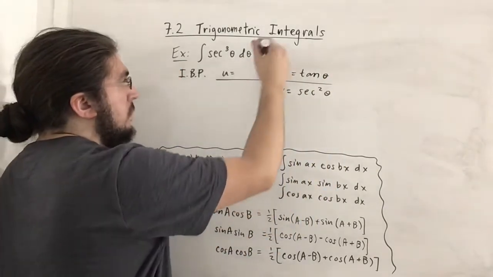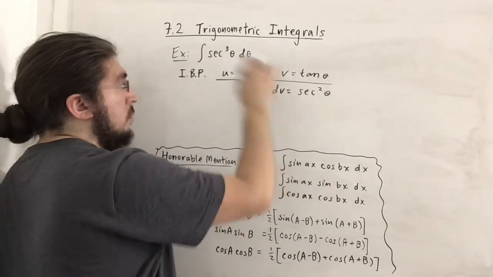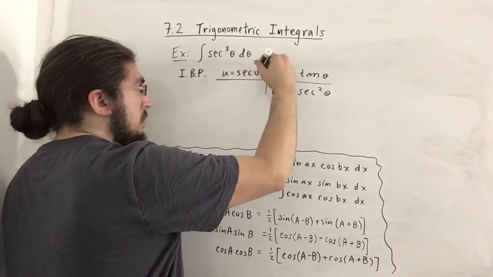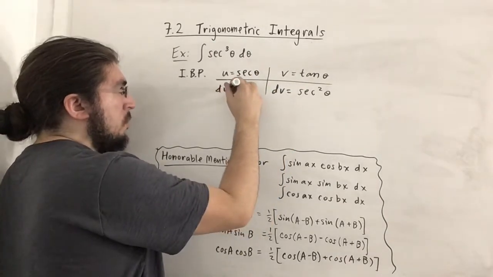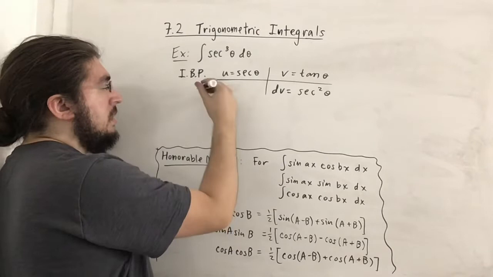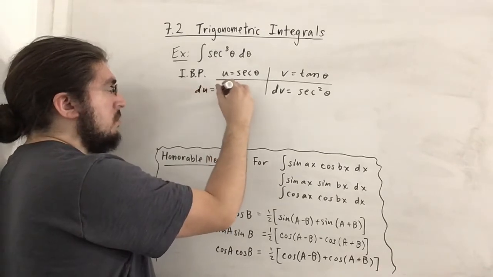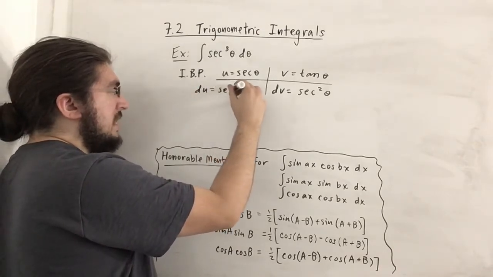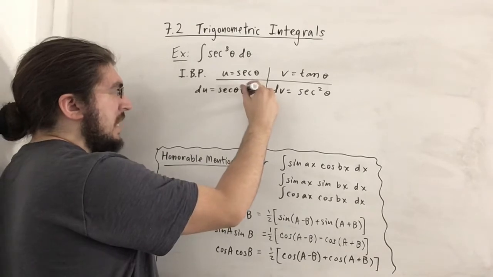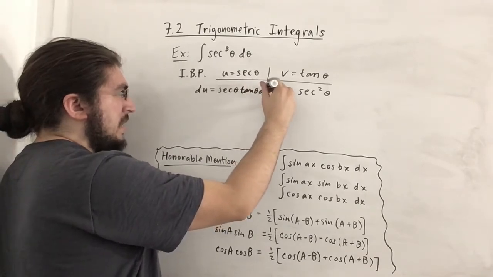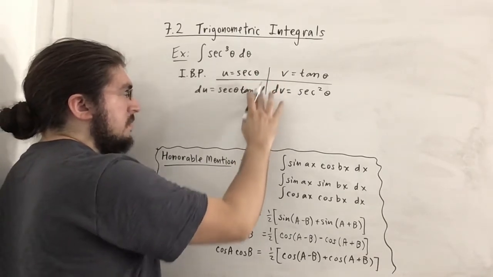U is going to be the other one, so secant squared times secant will be secant cubed, so it's going to be secant. And then du, of course, is secant times tangent. So let me just write that. Du is equal to secant times tangent, theta, and then d theta.